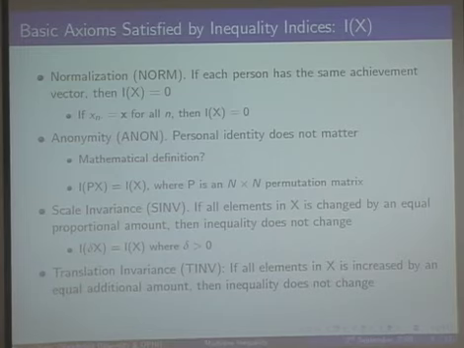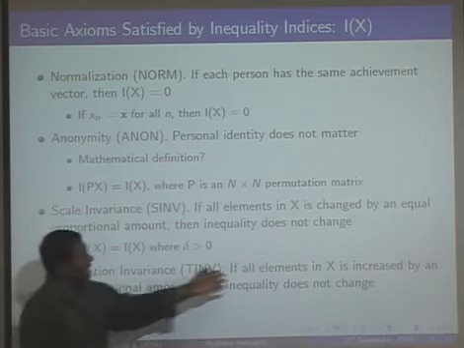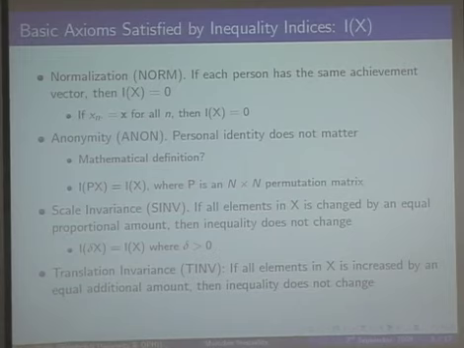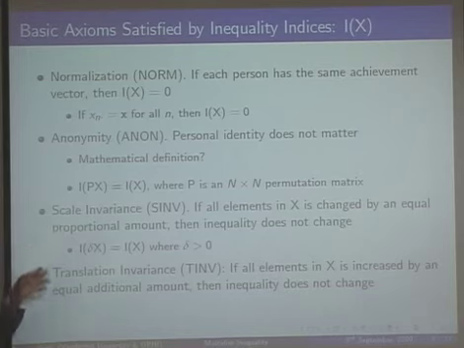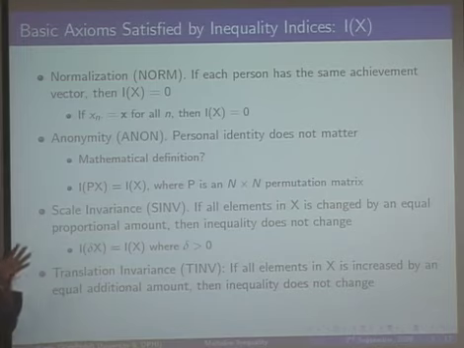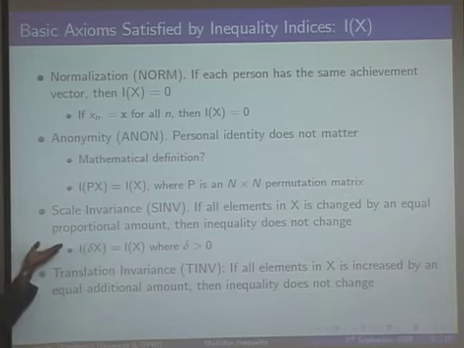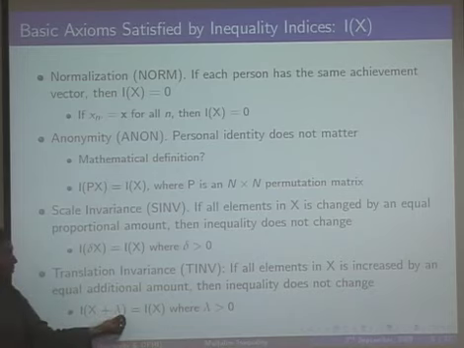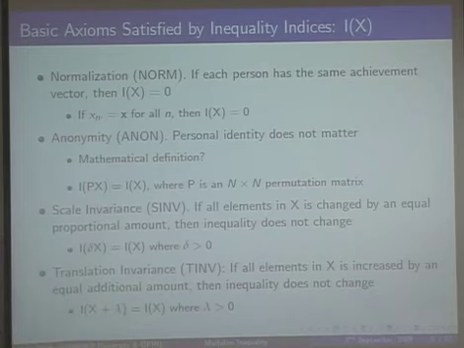Now there is another axiom in the inequality context. If all elements in X are increased by an additional amount, then inequality does not change. So it is related to two different kinds of inequalities: one is relative, one is absolute. Which one is relative and which one is absolute, do you think? The first is relative and this is absolute. So this is the definition: if you increase each achievement by a certain amount, inequality doesn't change.